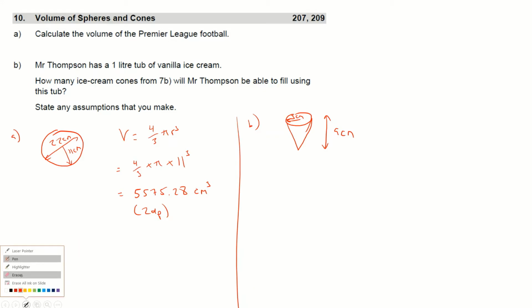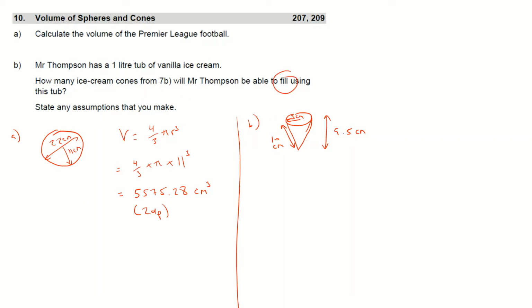I see, 9.5. So I made a mistake on the last slide. I put a 9. But luckily, I remember on question 9, we didn't have to use the height. So that's no problem. So 9.5 centimeters. Oof, good job I spotted that. All right, and then this was 10 centimeters. How many cones will I be able to fill?